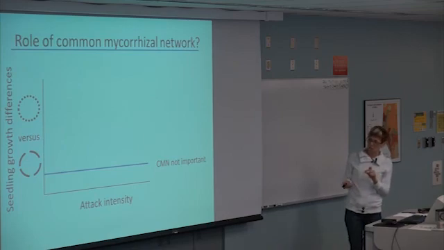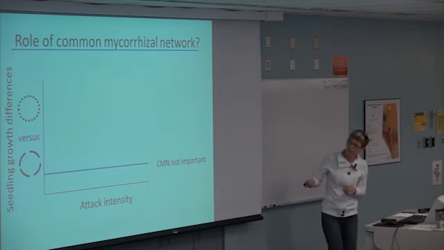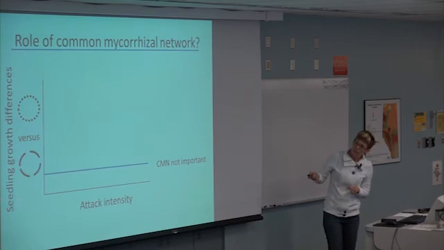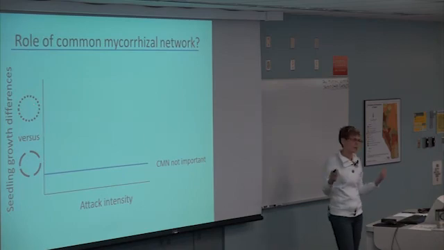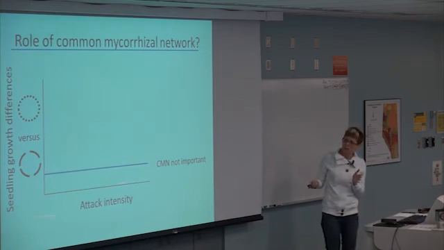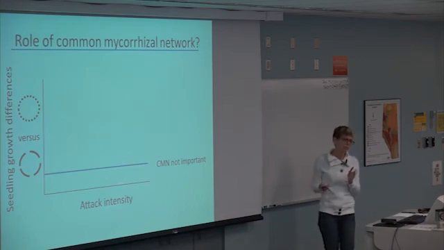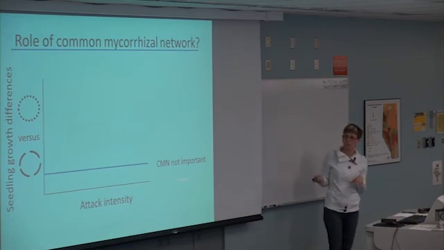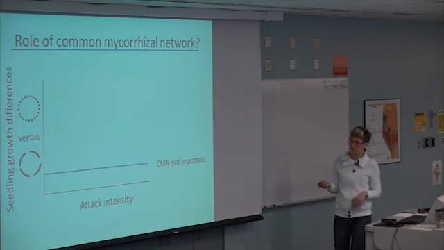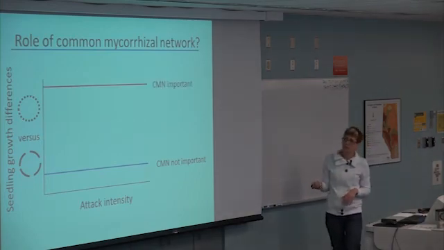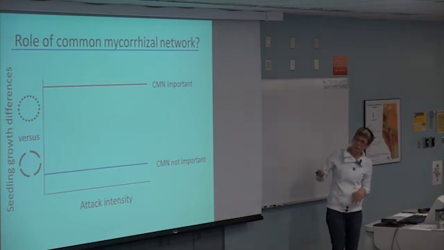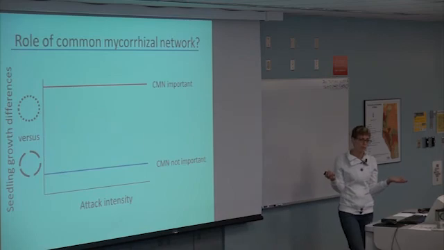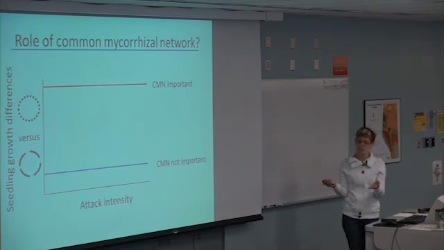But what we're looking for, I've just depicted what we're imagining. On the y-axis is seedling growth differences, when a seedling is connected versus not connected to that network. So we're looking at the differences in growth between those 2 situations. Here's our attack intensity. If there are minimal to really, really low differences in growth, then we would say that the common mycorrhizal network is not really important, and its importance doesn't vary across attack intensity. If those growth differences between those 2 situations are really, really high, then we would say that common mycorrhizal network is really important.